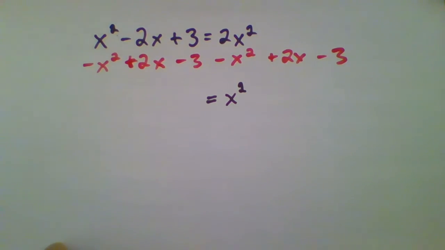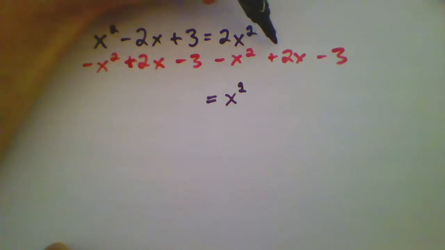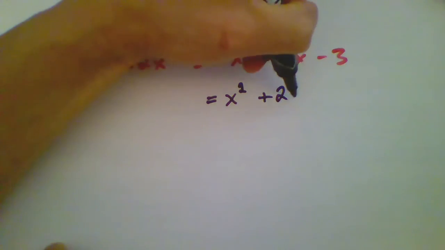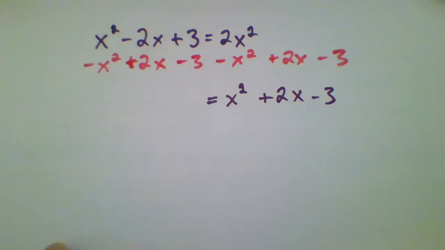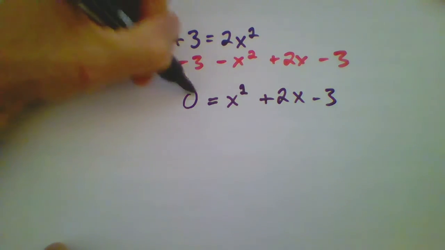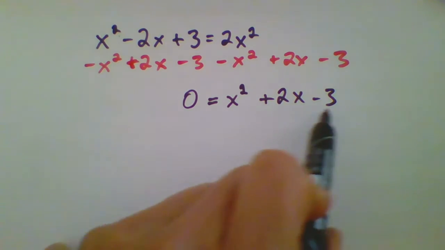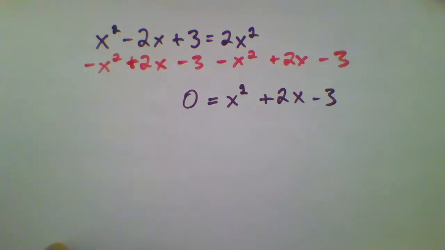So then what I end up with on the right-hand side, x squared plus 2x minus 3. And on the left side, it's just 0, right? All of these terms have been canceled out by their inverse terms, so we have 0 equals x squared plus 2x minus 3. Now this is nice because on the right side I can think of this as a quadratic function, and on the left side I have 0 here.